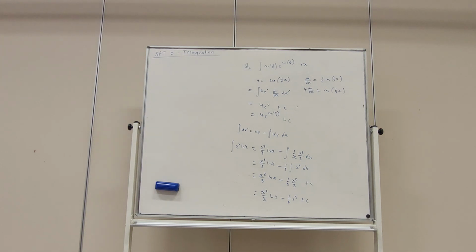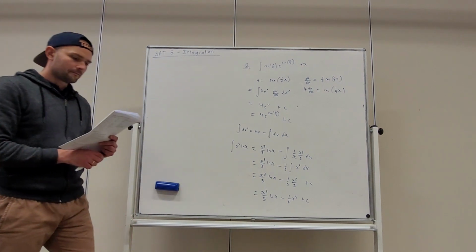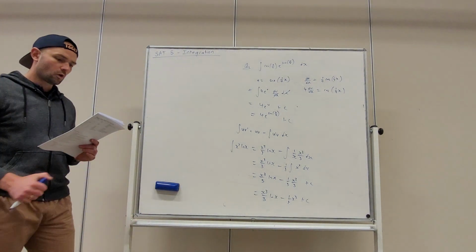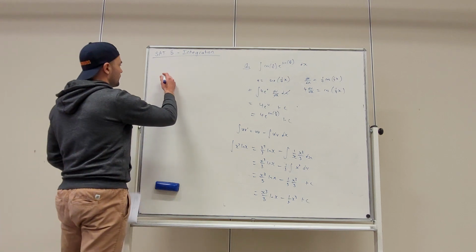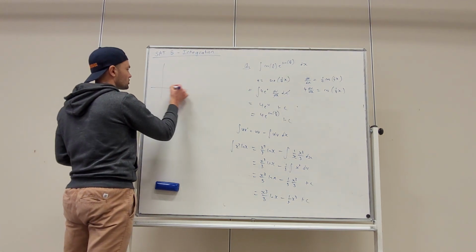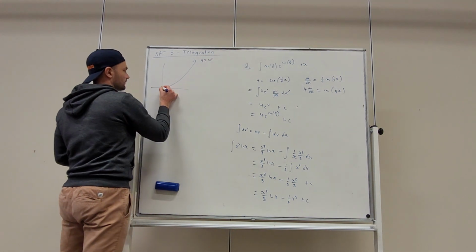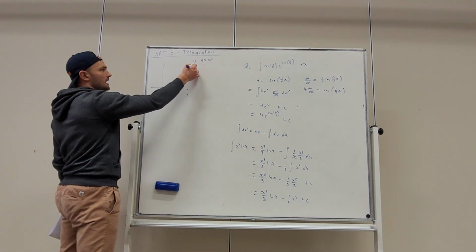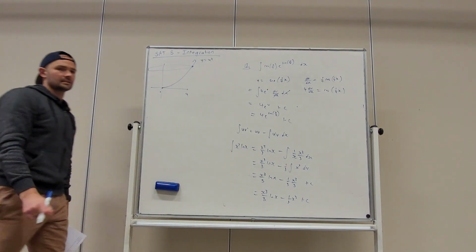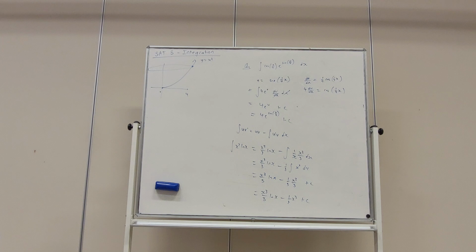Cool. So then last one, question 4 over the page. Calculate the volume when the function f of x equals x squared is rotated around the y-axis from x is 0 to x is 4. Okay, so let's just have a quick sketch. y equals x squared. We're going from x is 0 to x is 4, and we're rotating it around the y-axis.